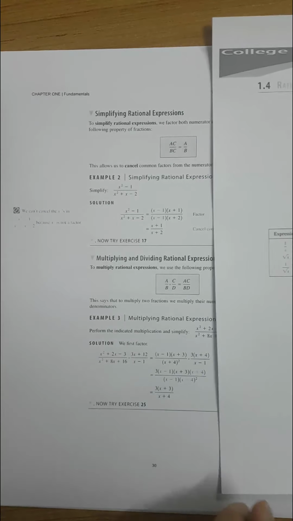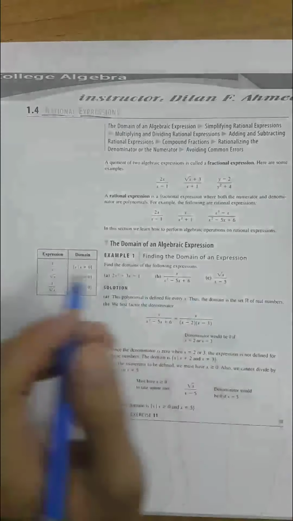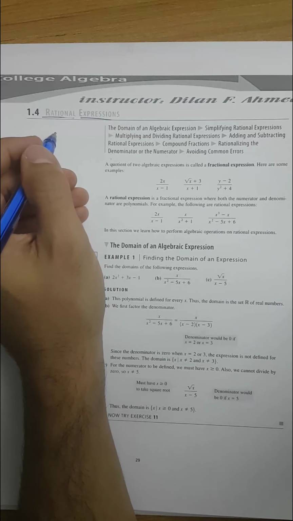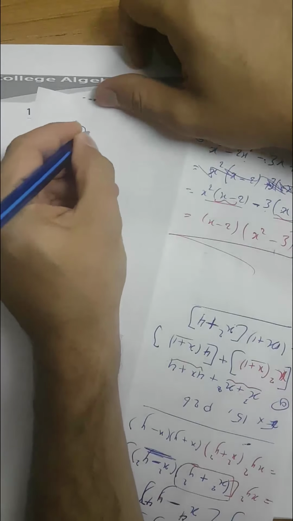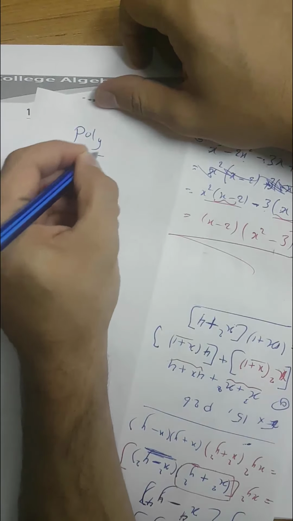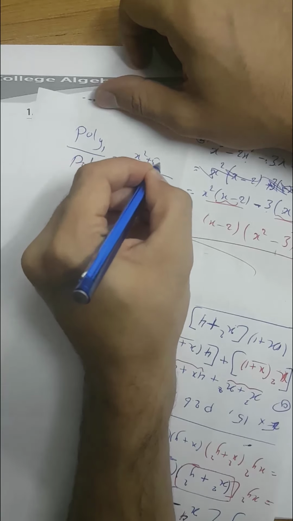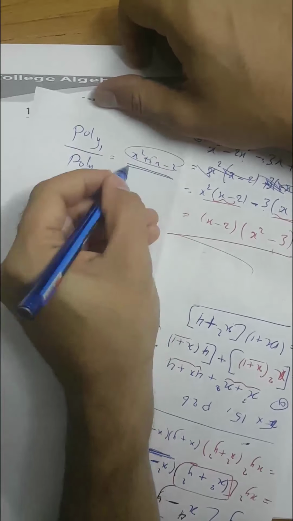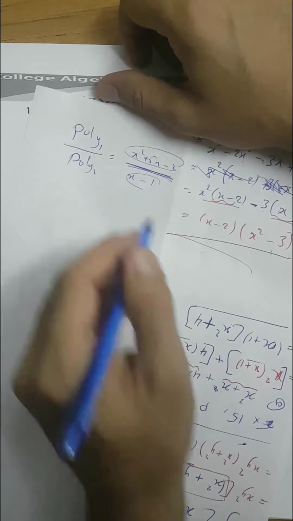21, 30, that's it. So in this section we have rational expressions. Before, in 1.3, we had algebraic expressions. Now we have rational ones. When I say rational, it means we have polynomial over polynomial. When I say polynomial, I mean x squared plus 5x minus 2. This is a trinomial, as you know, a polynomial over what? Over x minus 1, for example.